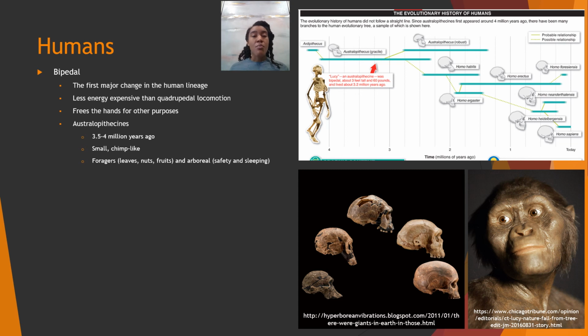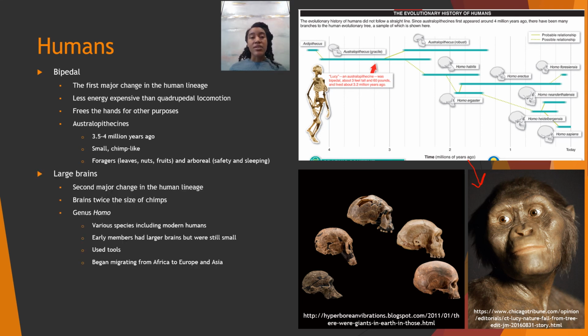So the first humans that branched off from a chimpanzee-human common ancestor and had these characteristics of bipedalism belonged to the group Australopithecines. And these humans were very small. They were chimp-like, and they lived around 3.5 to 4 million years ago. And they were foragers, so they survived mostly on leaves, nuts, and fruits. And they were partially arboreal. So they lived on the ground when they needed to find food and sometimes to get from place to place. But they spent time in the trees to escape predators and for sleeping. And this image here is a predicted image of what Lucy looked like, and she belonged to this group.